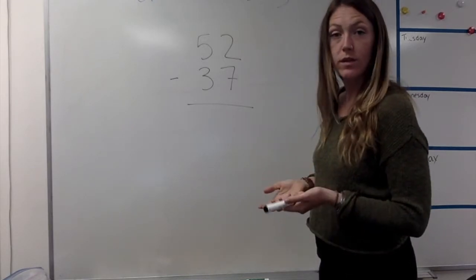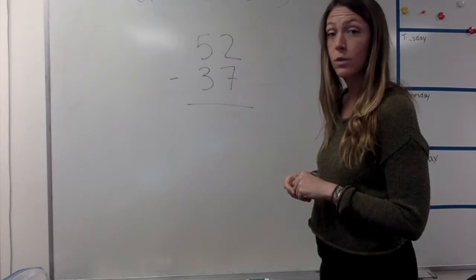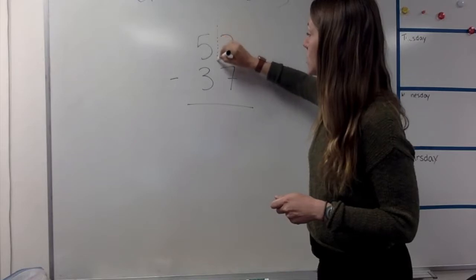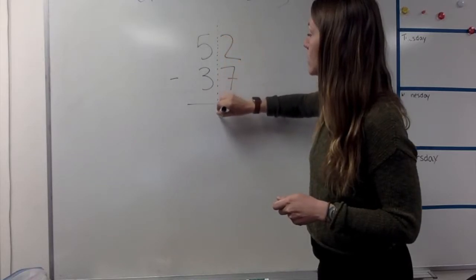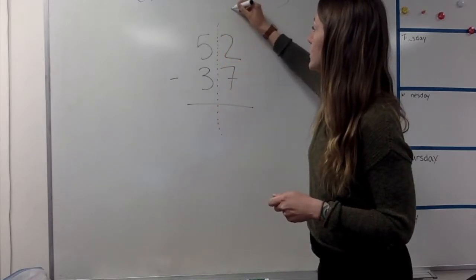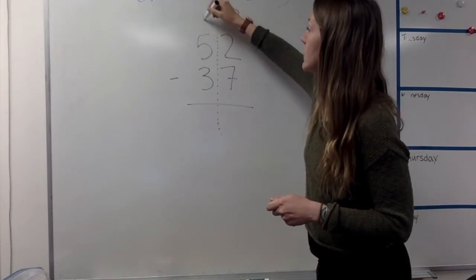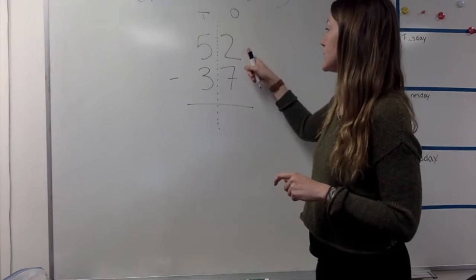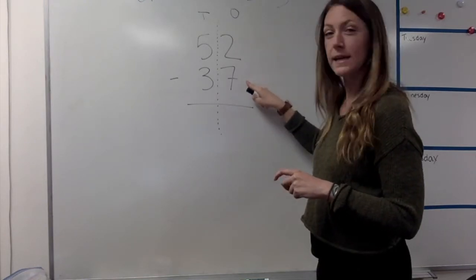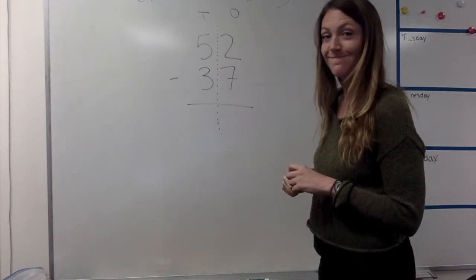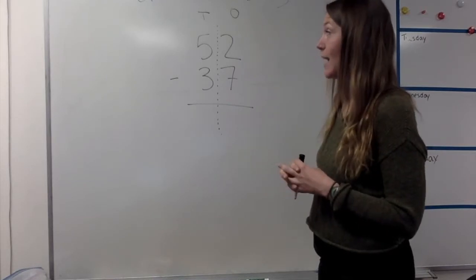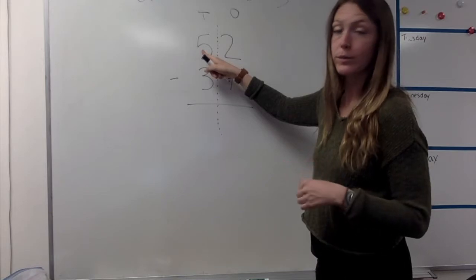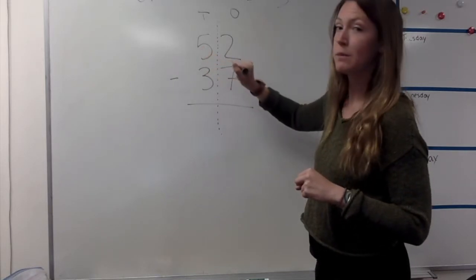So just like with addition, we are going to start in the ones place. So I'm going to put a line down the middle here to show us our place value columns. We have the ones place here, and we have the tens place here. So if I have 2 ones, can I take away 7? I can't. So what I have to do is go next door and borrow or regroup. You can use both words to explain what we're doing.